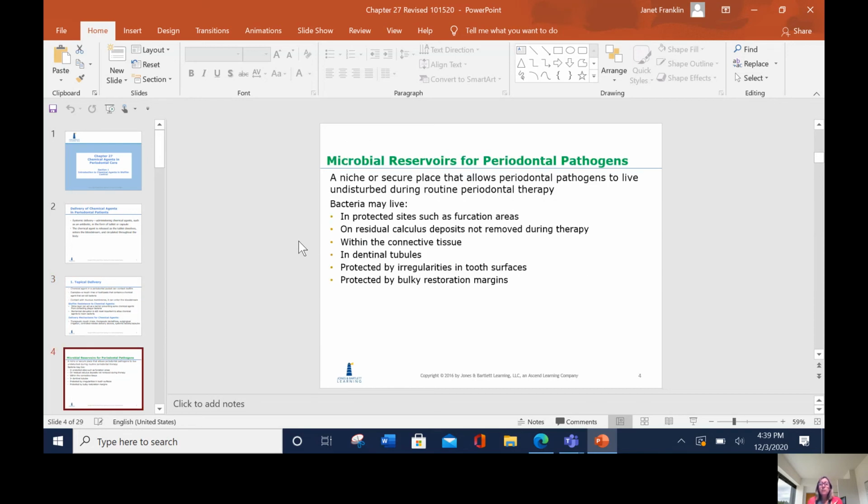Microbial reservoirs for periodontal pathogens. Bacteria can live in protected sites and function and furcation areas. They can live on residual calculus deposits that weren't removed during scaling and root planing or regular perio maintenance. They can live inside connective tissue. They can live in dental tubules, protected by irregularities in tooth surfaces, and they're protected by bulky restoration margins. So basically anywhere bacteria can hide, they're going to be hidden.